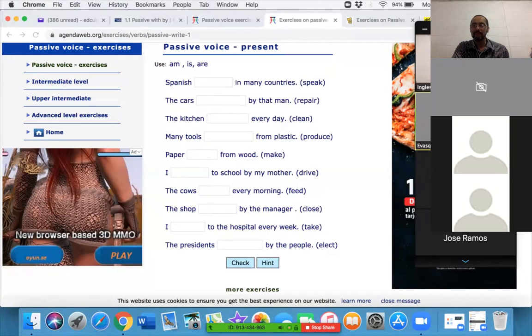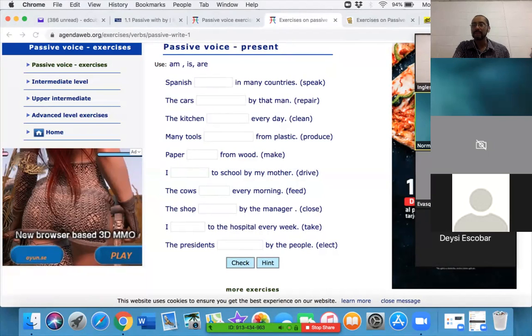I think that is Spanish. Was spoken in many countries. Very good, good idea, but not the past. Remember, no past. Correct, but the problem is not the past. It's present. In the present. Oh, sorry. Spanish is spoken, is spoken in many countries. Okay, much better. Spanish is spoken, always spoken. The past participle. Spoken in many countries. Thank you very much. Okay, number two.